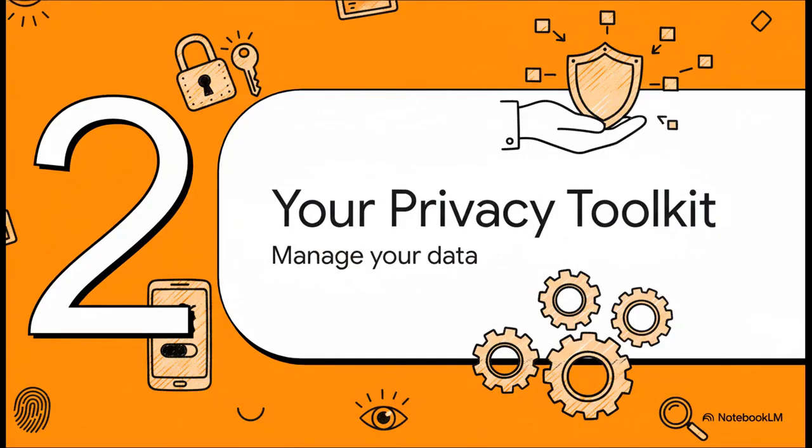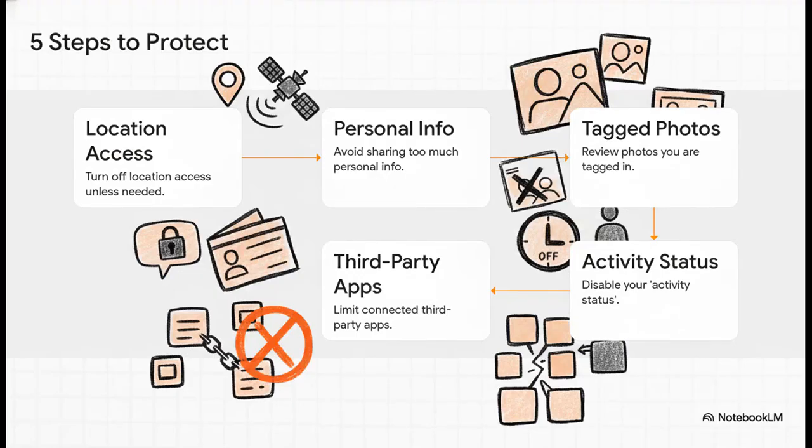Okay, knowing this stuff is the first step. The next one is taking a few simple actions. So let's look at your privacy toolkit. And this isn't about being a tech expert. It's just about using the controls that are already there for you. Here are 5 really practical steps you can take. First, think about turning off location access in your phone's settings. You can always turn it back on just for one post if you want.